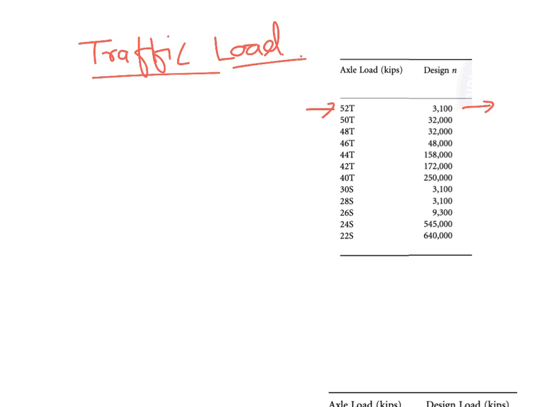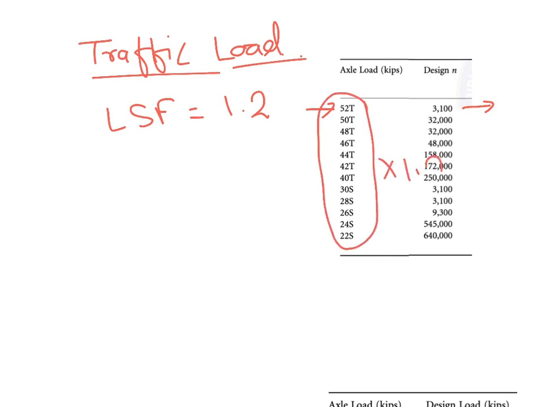we first need to multiply by a load safety factor. In the case of an expressway, this is the road category of expressway, we need to take a load safety factor of 1.2. So in order to calculate this design load, we have to multiply all these axle loads with a factor of 1.2 in order to estimate the design load.